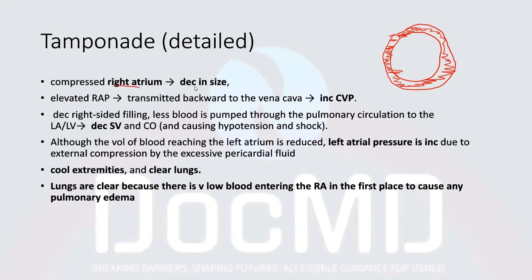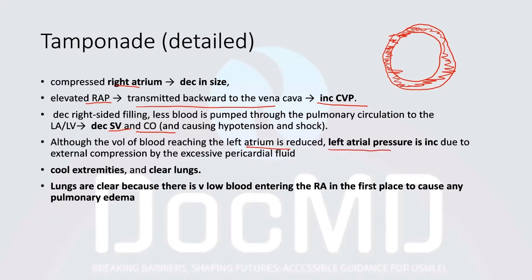Why the right atrium? Because the right atrium is the chamber of the heart that has the lowest pressure, so it's easily compressed. When you get elevated right atrial pressure, this is transmitted backward into the vena cava. So this will cause an increase in the CVP. The decreased right-sided filling will cause less blood to be pumped through the pulmonary circulation, and hence you'll get decreased stroke volume and cardiac output, causing hypotension and shock. So in this case, the obstruction is by the pericardial fluid right outside the heart, which is compressing the heart.